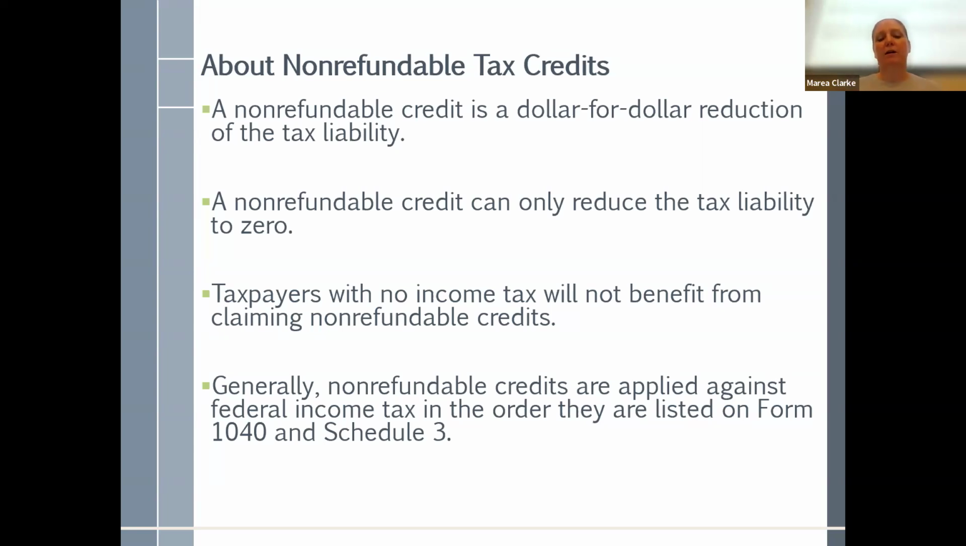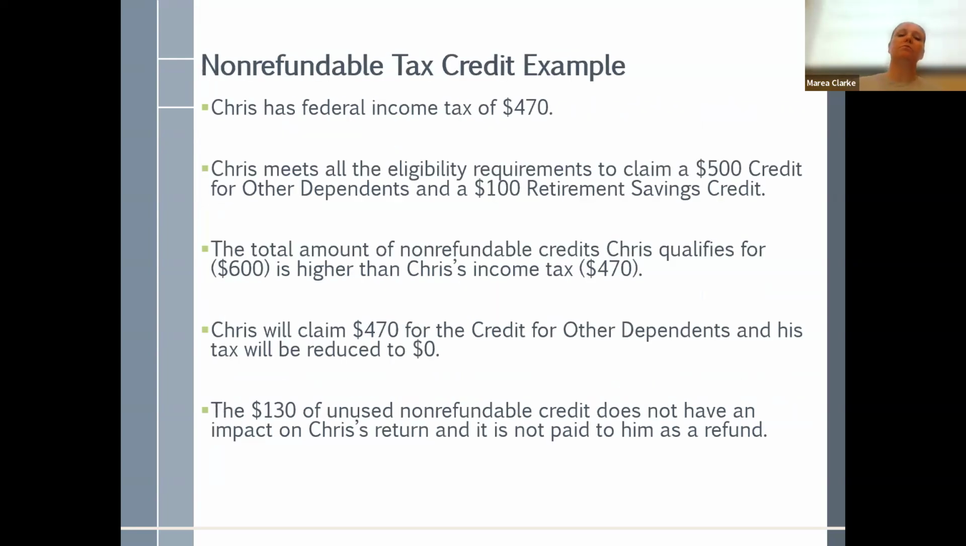Generally, they're going to be applied in the order that they're listed on the 1040-NR, and a lot of these also show up on the Schedule 3. So here's an example of how this works.